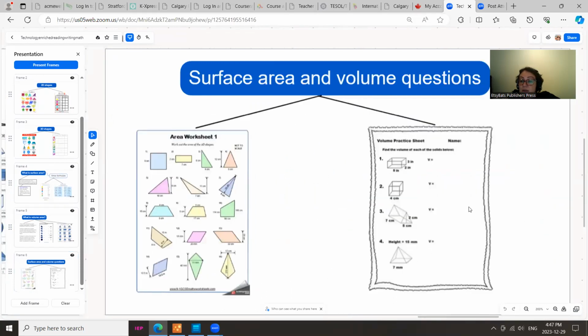Okay, and these are practice worksheets, surface area and volume questions, which you are expected to fill out and complete by the end of this course. Volume practice sheet, area worksheet.